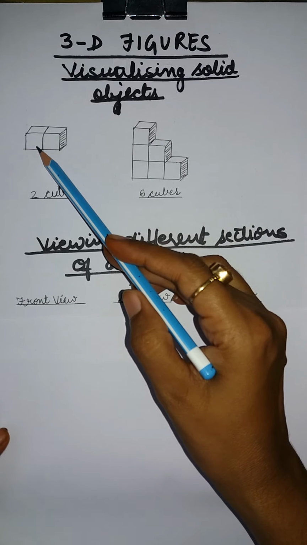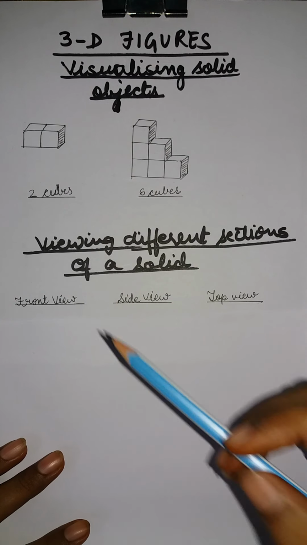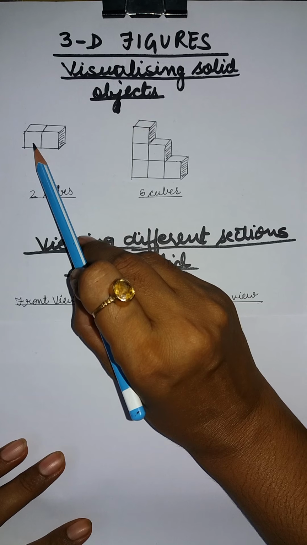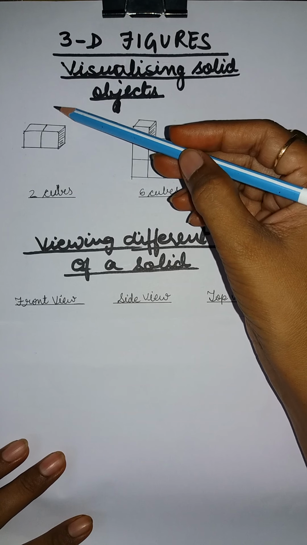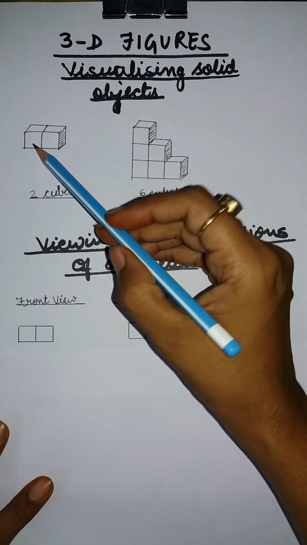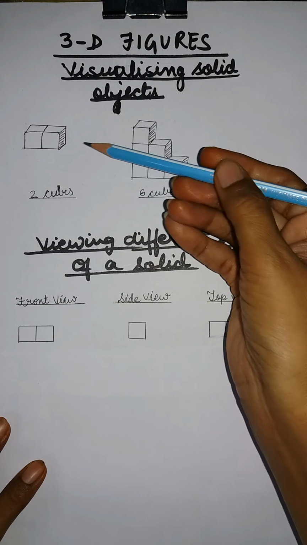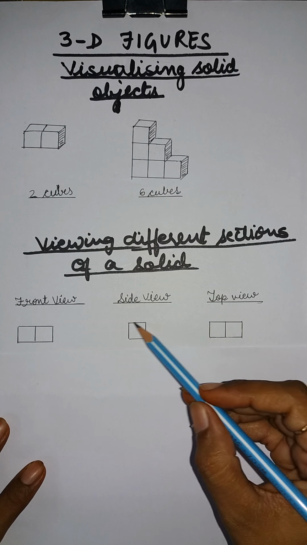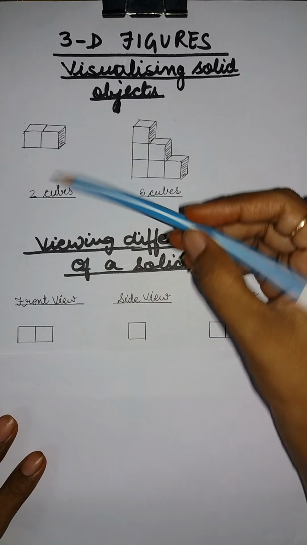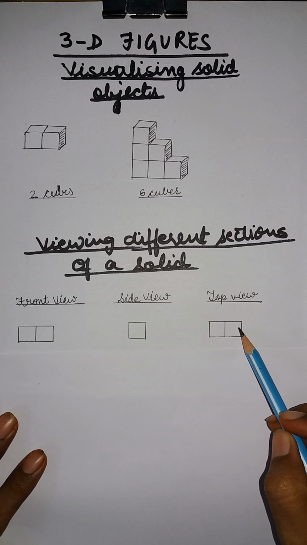Let us consider these figures to see how they will look in front view, side view and top view. The front view of this picture is this, the side view of this is just a cube, and the top view is 2 cubes side by side.